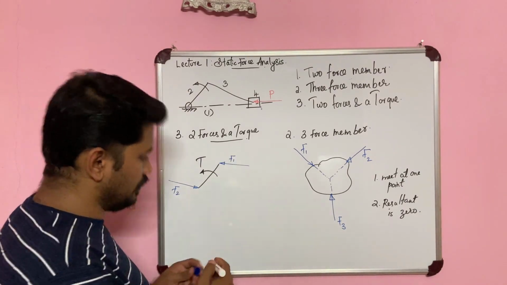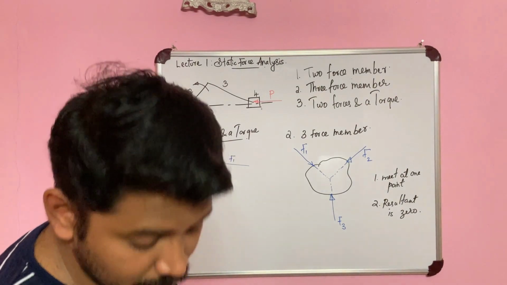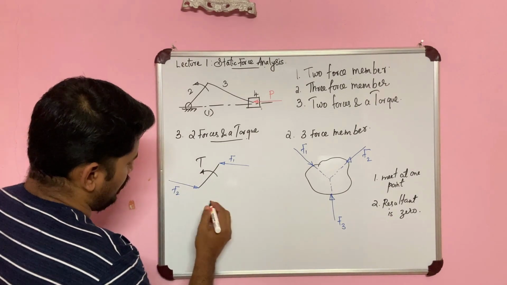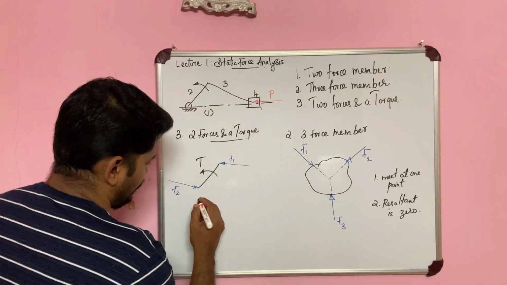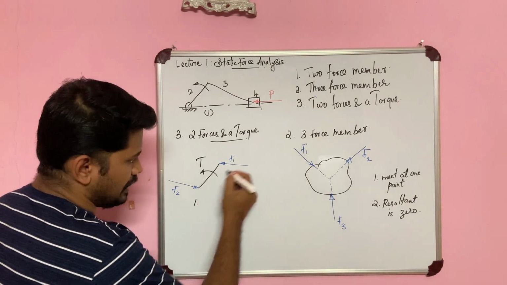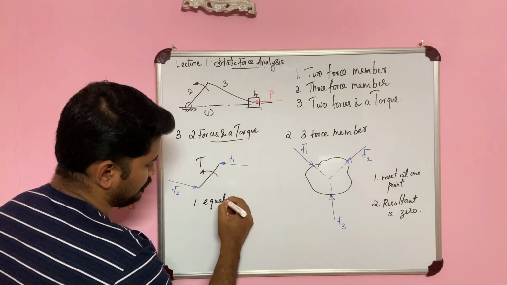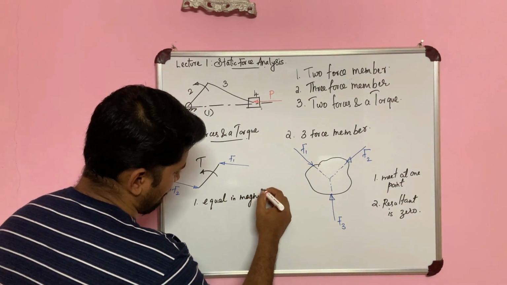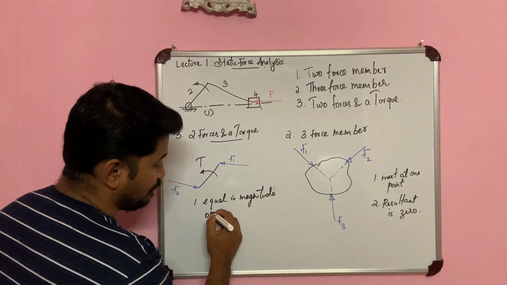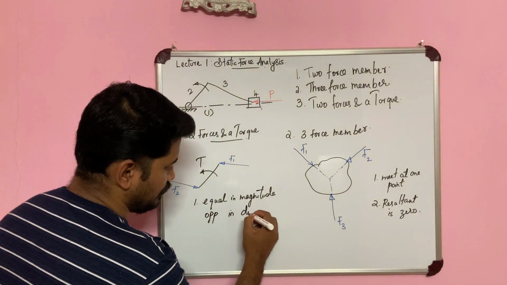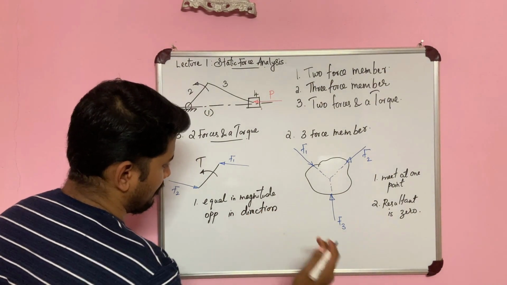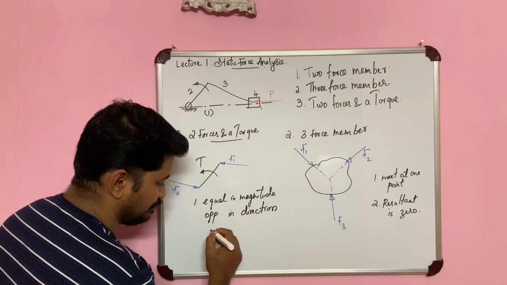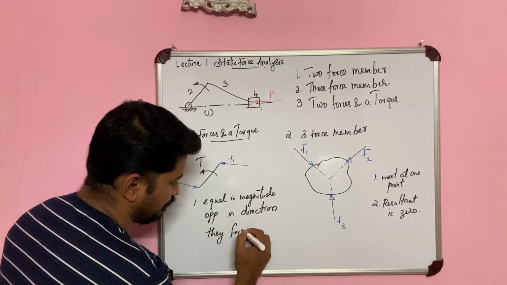So here in this one, two forces and a torque, when it is acting on one single link, the rule is these two forces are equal in magnitude and opposite in direction, and they constitute a couple. Together they form a couple.